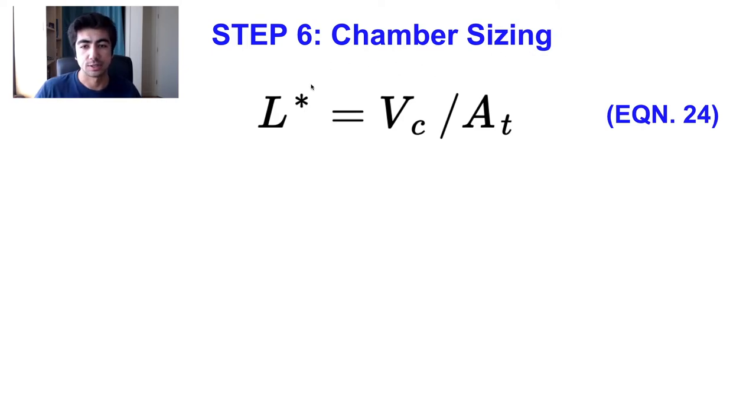An important characteristic for sizing the combustion chamber is called the characteristic length of the chamber. This is L star here. L star is defined as the volume of the chamber divided by the area of the throat. Another way to think about this is the length the combustion chamber would have if it didn't expand, if the area of the chamber was the area of the throat. You can think about the throat and a cylinder expanding from it: how long would that cylinder be? This is something that's tabulated or has been experimentally determined for different propellant combinations.